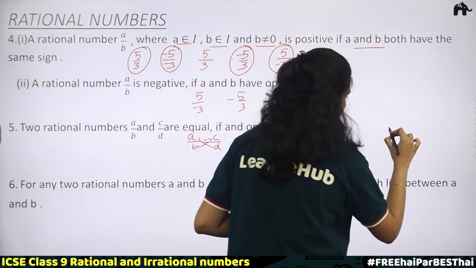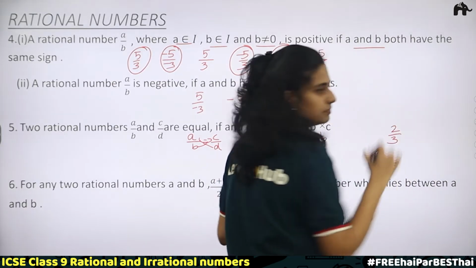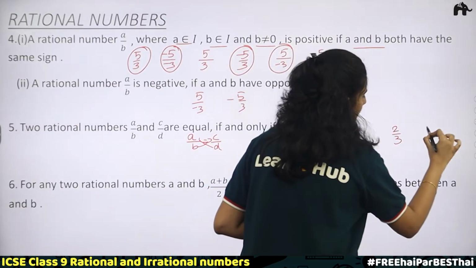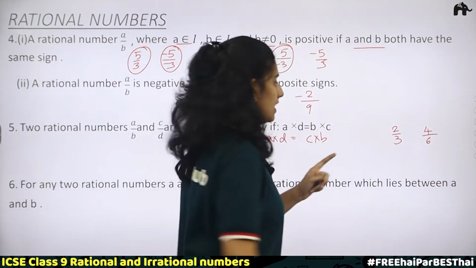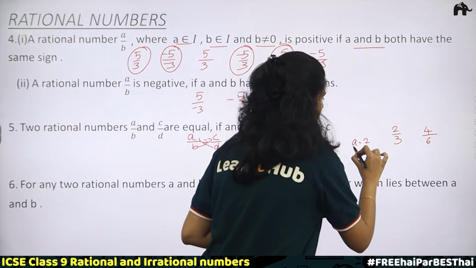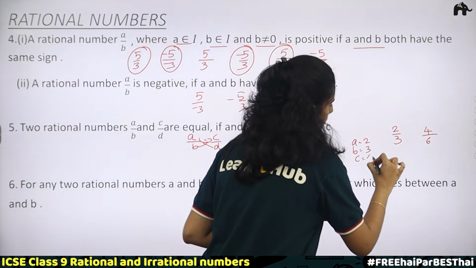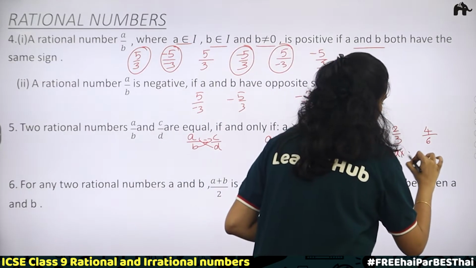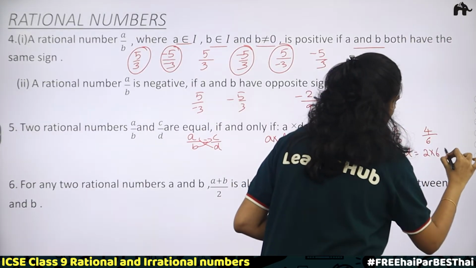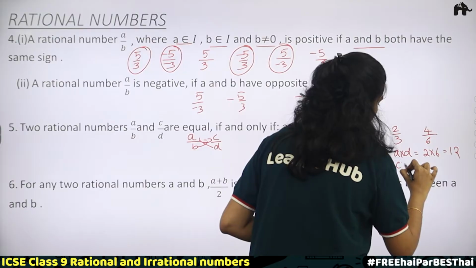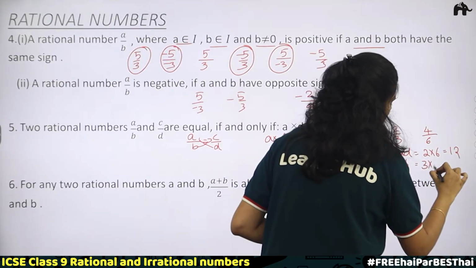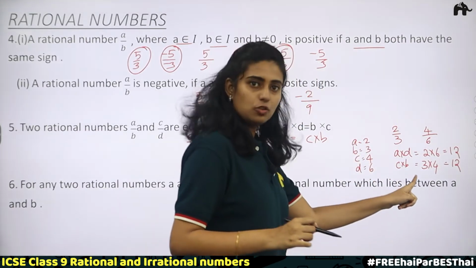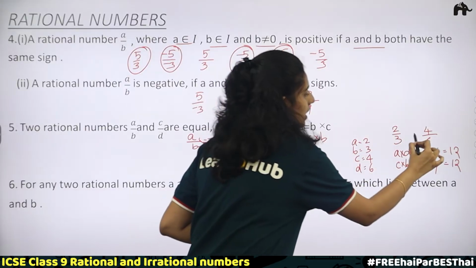For example, if you have 2 by 3 and 4 by 6. Here a is equal to 2, b is equal to 3, c is equal to 4, d is equal to 6. Then what is a into d? A into d is 2 into 6, which is 12. C into b is 3 into 4, which is equal to 12. Which means a into d is equal to c into b. Therefore, a by b will be equal to c by d.